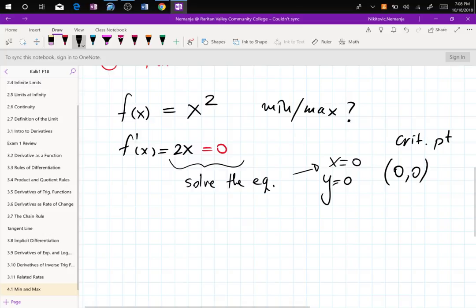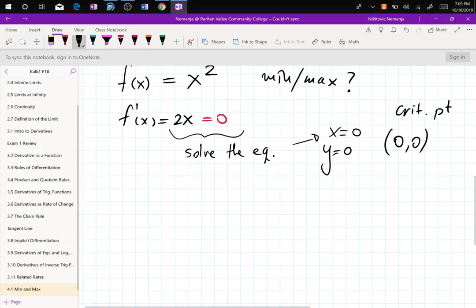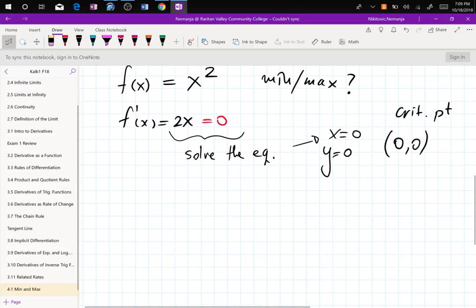So all I did is I solved the equation to come up with x values, and then I used the x value in the original formula to come up with the y value, and now I have a critical point at 0, 0. Well, don't we know that minimum is at 0, 0? We already know that, right? This was just mathematical confirmation of something that we knew before.